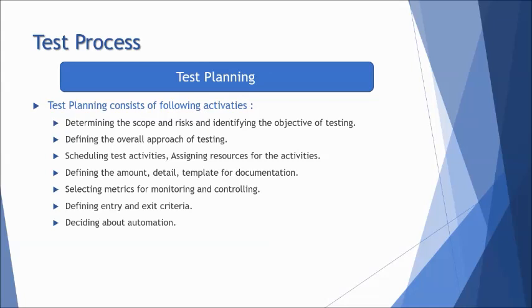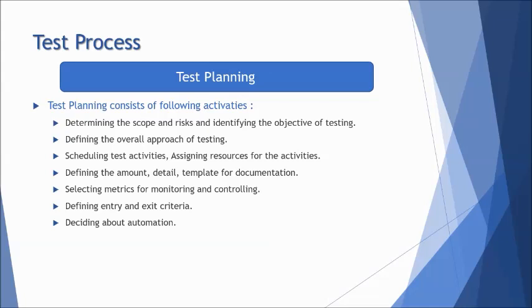Defining the amount, detail, and template for the documentation. Depending on the development lifecycle model, it may depend on what kind of documentation and template you're going to use. When you talk about traditional approaches, we have heavy documentation being done. But in the agile process, the documentation is very lightweight, simple, and easy. Selecting the metrics is another one; monitoring and controlling is an additional step to be taken with the help of metrics. Defining the entry and exit criteria, deciding about the automation, and there are many other activities in test planning.